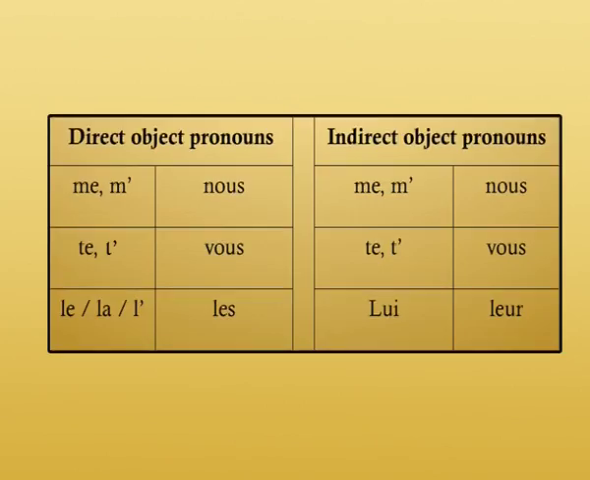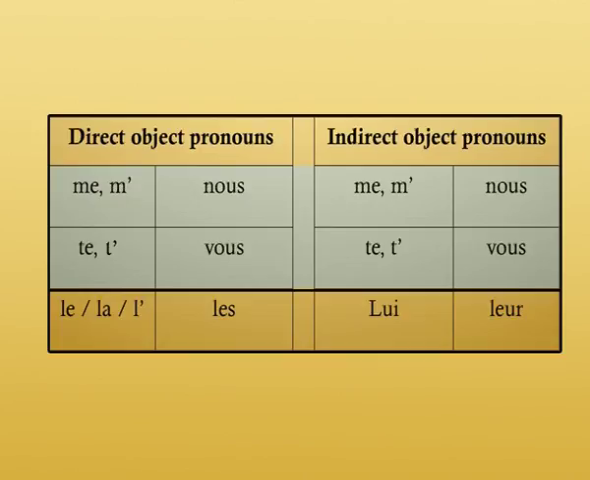Let me begin by first displaying a table containing the direct object pronouns and the indirect object pronouns. As you can see from these two tables, the first and the second person singular and plural, that is me, te, nous and vous, are the same. It's only the third person which is different.